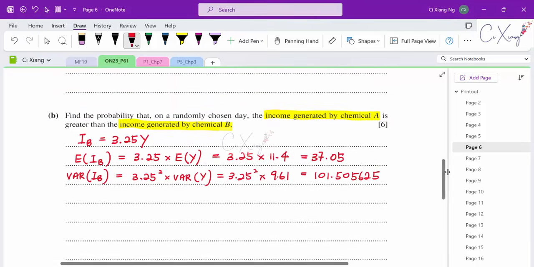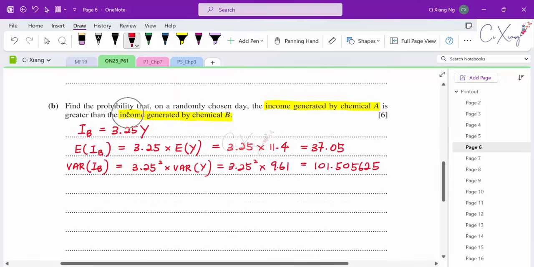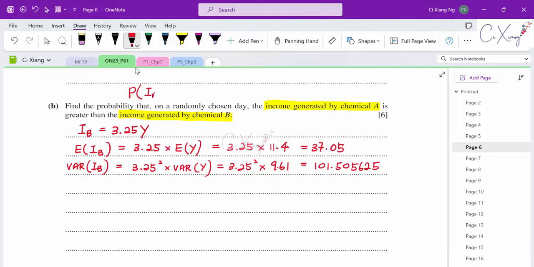Alright, then let's have a look at the question here. They are saying find the probability that the income generated by chemical A, means IA, greater than, so more than, income generated by chemical B, so IB. Please take note that when you want to do any calculation for probability, if you are having both sides with variable, you cannot continue with the calculation. Therefore, you have to group all the variable to one side. So that means it should be IA minus IB greater than 0.